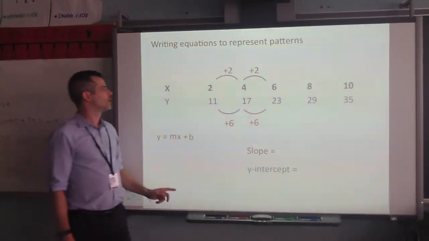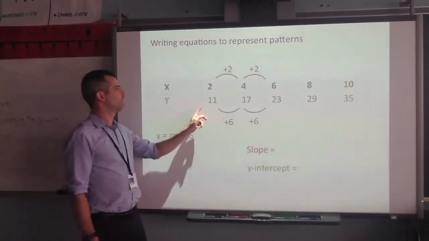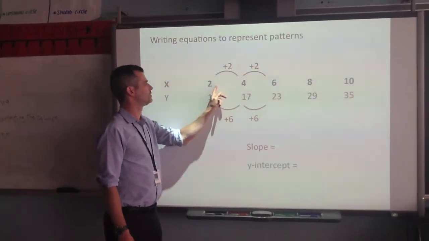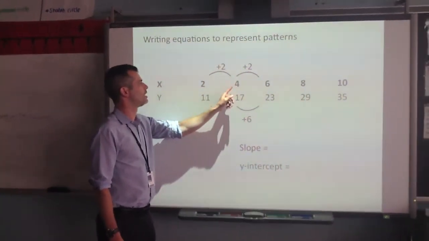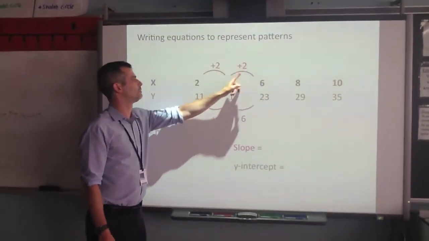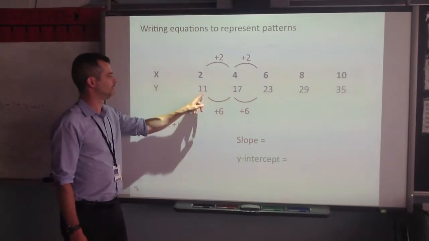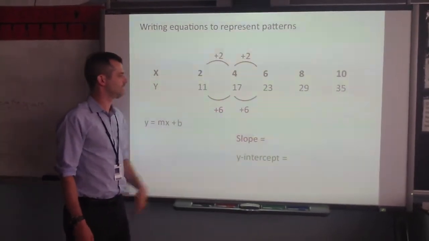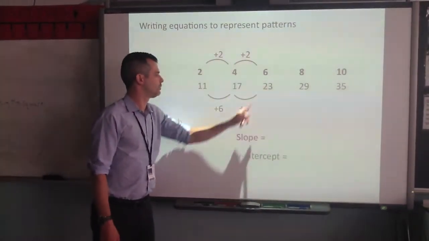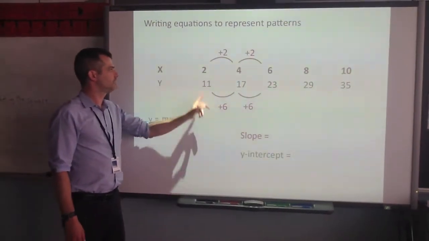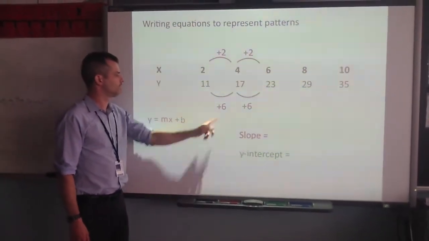Okay, so what we're going to do is write here on our diagram our change in x. We see that x is going up by 2 each time because it goes from 2 to 4, 4 to 6. So I'm going to put a plus 2 over the x. And I see my y goes from 11 to 17. I put plus 6. 17 to 23. That's also plus 6.